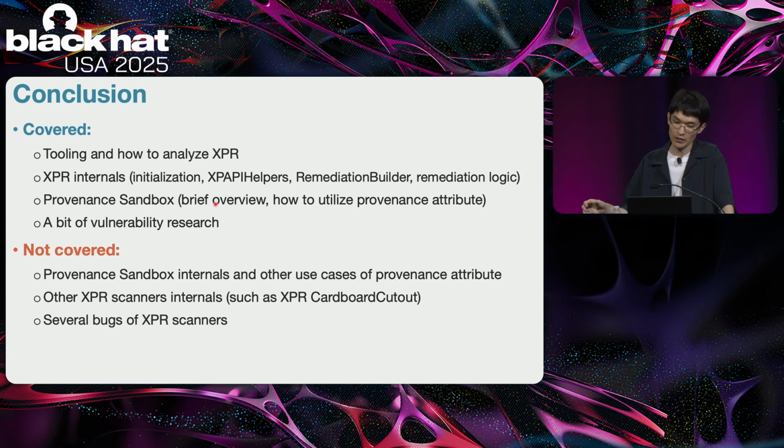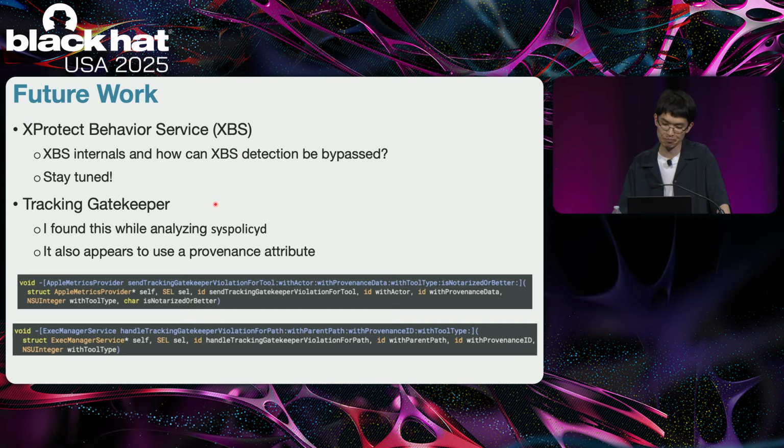So let's wrap up with a quick summary of this talk. We've explored how to reverse engineer XPR and discussed its internal structure and remediation logic. We also looked into the Provenance sandbox, its brief overview, and how to utilize it. And finally, I shared a bit of vulnerability research. Due to time constraints, I couldn't cover everything. That includes the Provenance sandbox internals, other use cases, other XPR scanners, and various bugs in XPR.